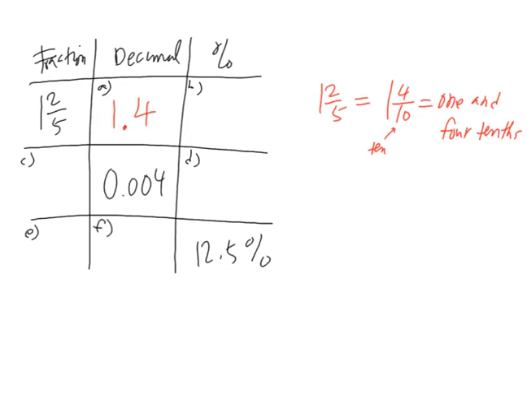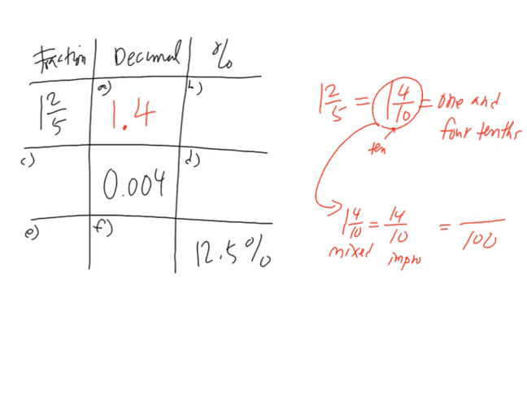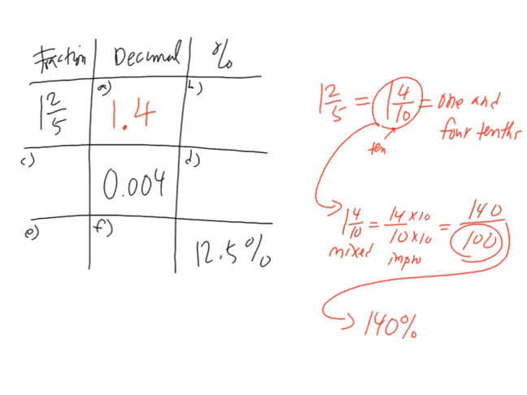And as a percentage, we know that the ultimate goal is to get it to a fraction out of 100, so I need to deal with fractions. 1 4/10 as a mixed fraction is 14/10 as an improper fraction. I simply multiply the top and bottom by 10 to create an equivalent fraction of 140 out of 100. Because it's out of 100, it's going to be 140%. So as a percentage, we have 140%. So 140% as a decimal is 1.4, and as a fraction is 1 2/5, or 1 4/10.